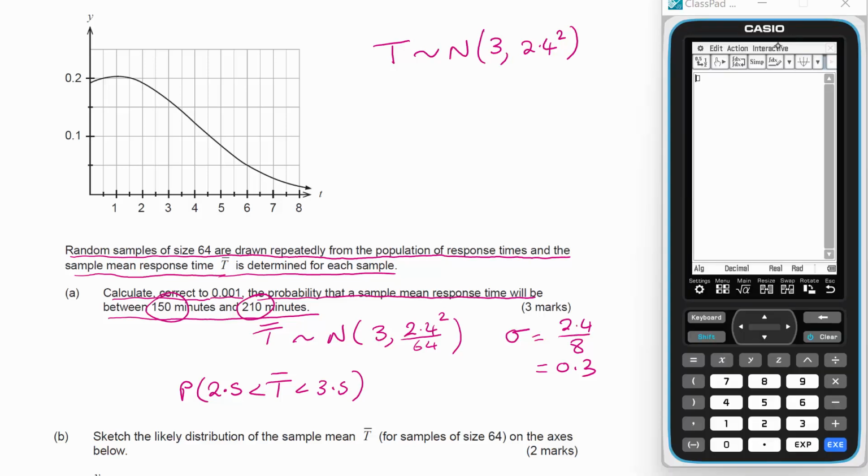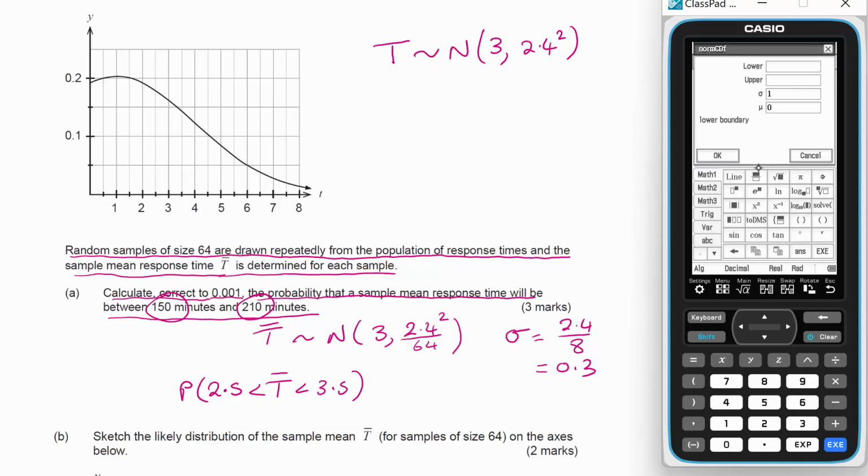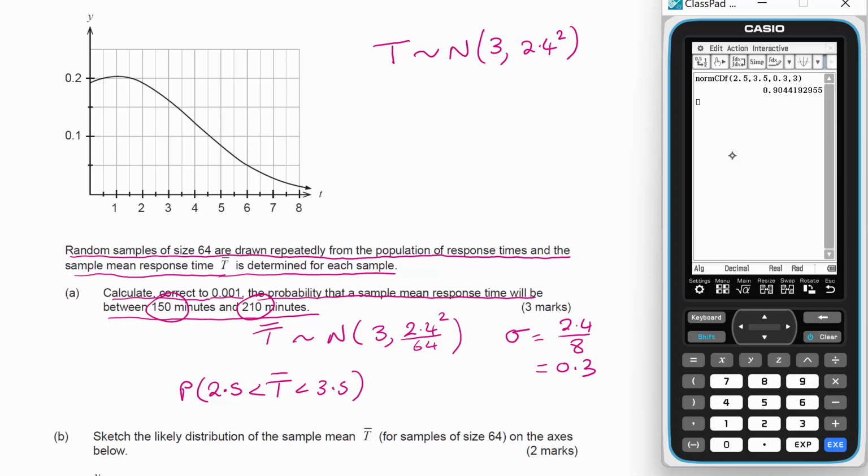So we can go interactive, continuous, normal CDF. The lower is 2.5, the upper is 3.5. Our sigma is 0.3 and the mu is 3, and that's 0.904 to the correct degree of accuracy.